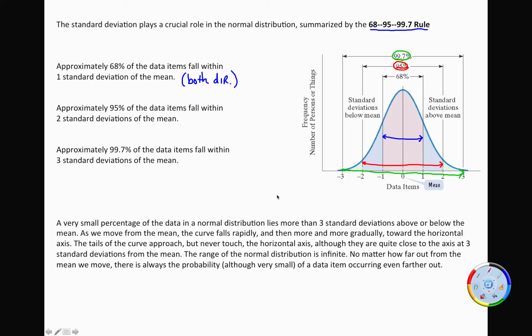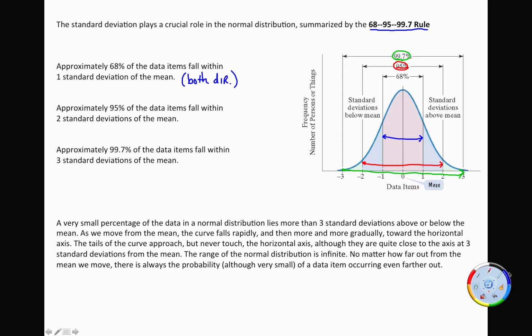The range of the normal distribution is infinite. No matter how far out from the mean we move, there is always the probability, although very small, of a data item occurring even farther out.